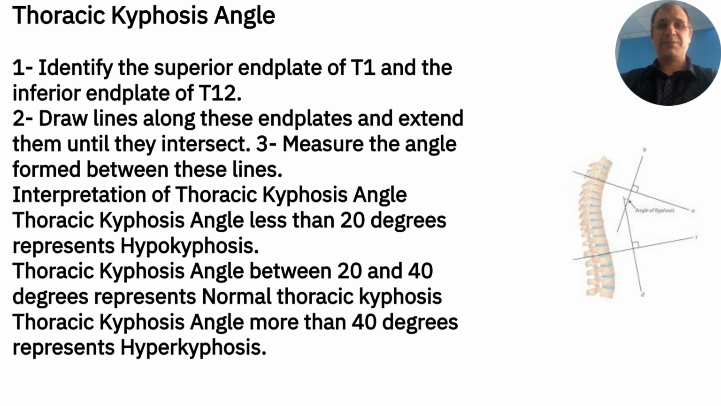Identify the superior end plate of T1 and the inferior end plate of T12. 2. Draw lines along these end plates and extend them until they intersect. 3. Measure the angle formed between these lines. Interpretation of thoracic kyphosis angle. Thoracic kyphosis angle less than 20 degrees represents hypokyphosis. Thoracic kyphosis angle between 20 and 40 degrees represents normal thoracic kyphosis. Thoracic kyphosis angle more than 40 degrees represents hyperkyphosis.